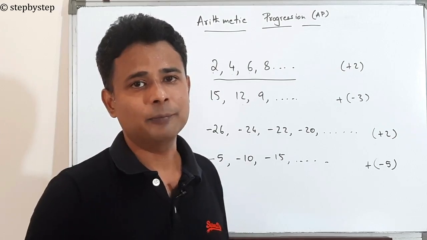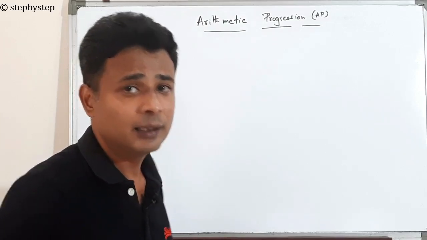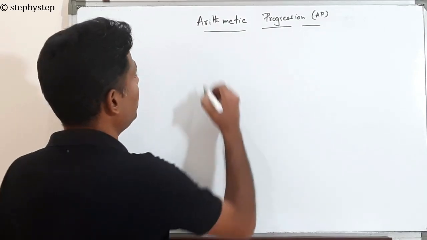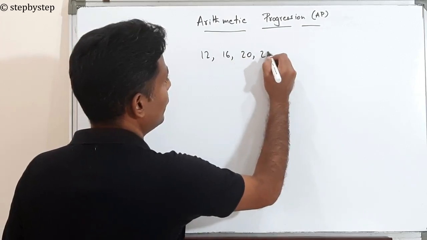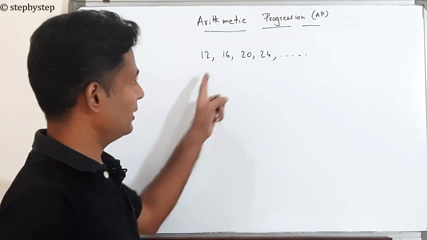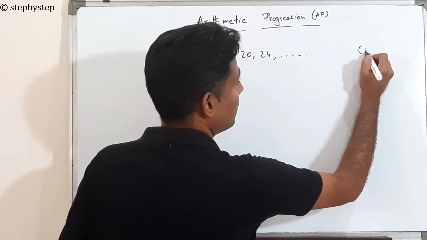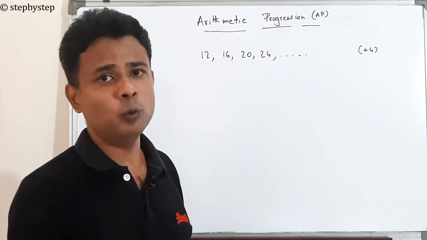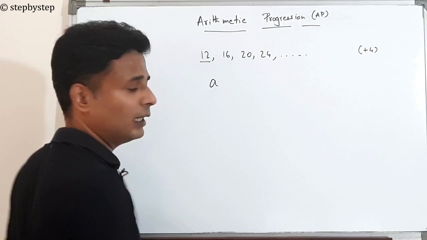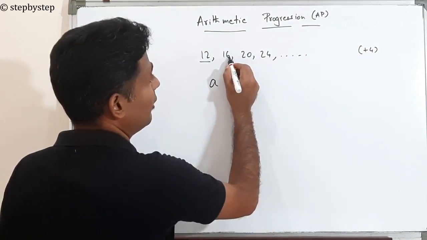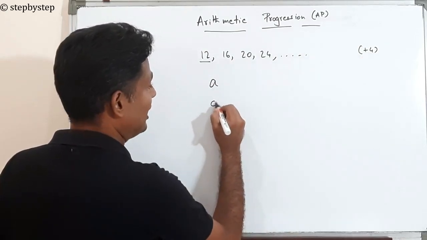That is an AP. Now guys, what are the things you need to know about an AP? The basic terms. Now let's consider an AP, let's say 12, 16, 20, 24, so on. So this is an AP. What is happening? Each term is increasing by 4. Now the things you need to know about an AP is the first term of the AP is denoted by A. How much is it increasing by? 4. That is called the common difference, that is D.